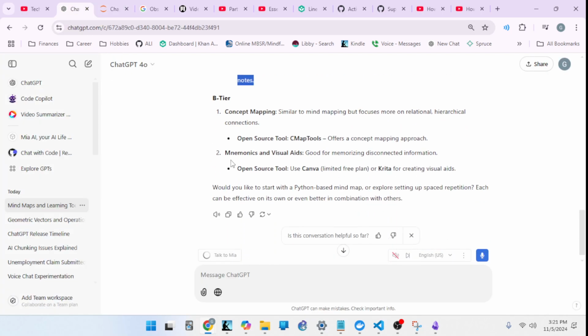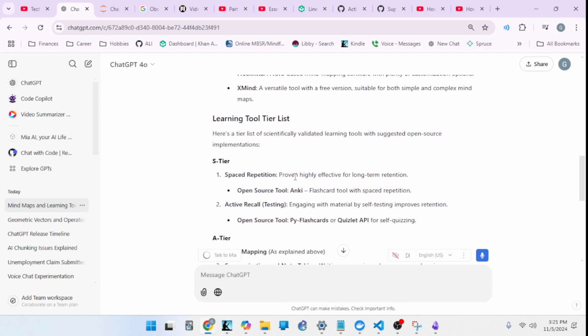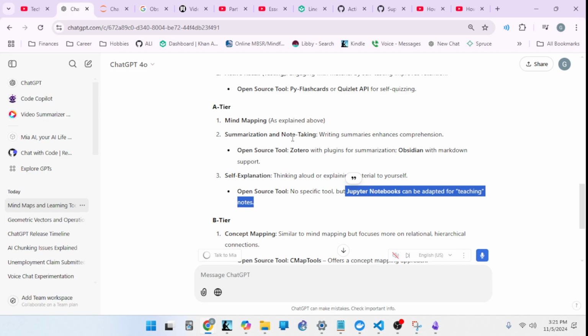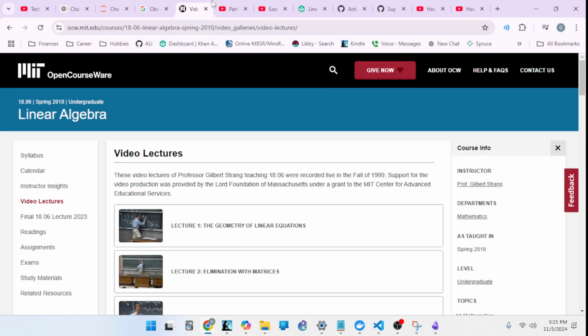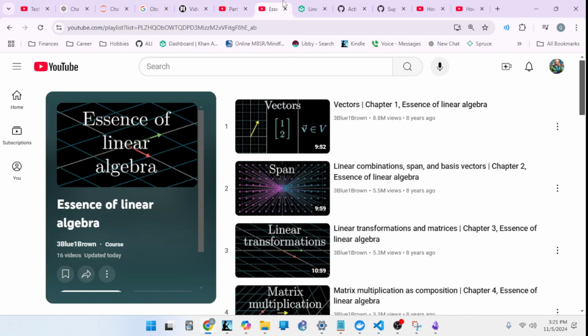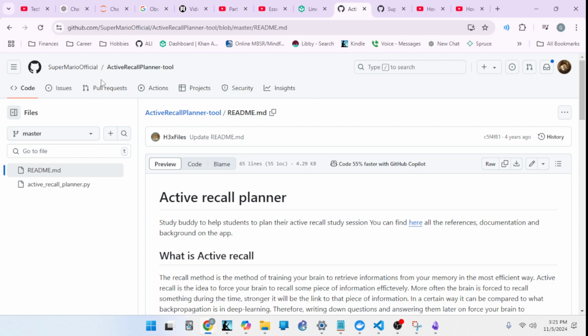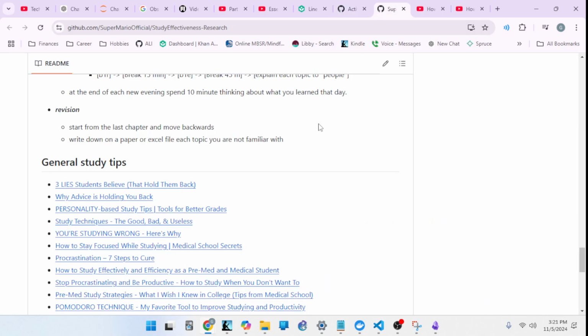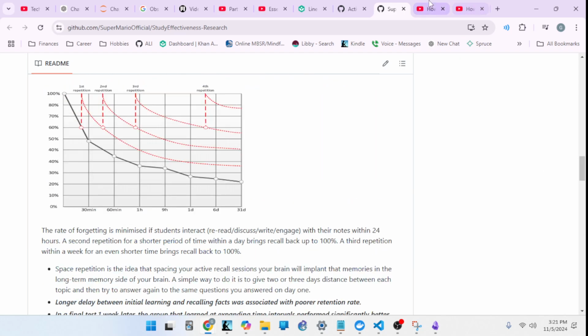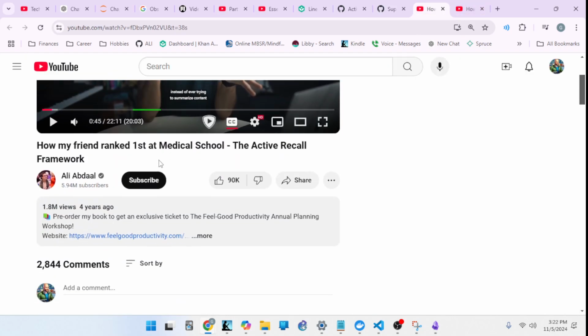Okay, so we'll just focus on the S and A tier. So, mind mapping, summarization and note taking. So we definitely need Obsidian. We definitely need Anki, and then some sort of active recall tool. We'll probably need that as well, and I guess we could use this tool here. This person wrote a tool for active recall, so we can dive in and try to figure out how to use that.